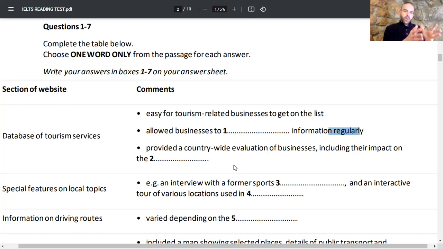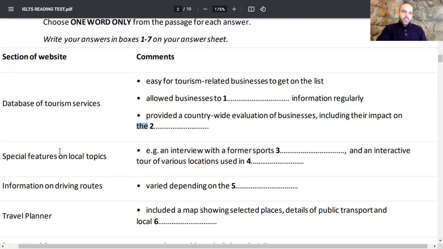So this database of tourism services provided a countrywide evaluation of the businesses, on a country-wide scale, or just on a countrywide basis. And this provision included the impact on the what. So I assume that number 2 is a noun because after "the" we have a noun. So that's the article "the". So after the article "the", a noun comes, okay? So I assume number 2 is a noun. So that's what you have to do.